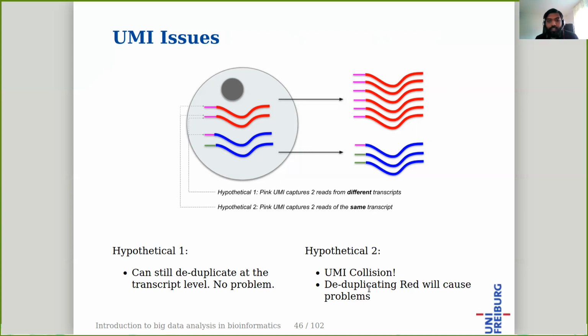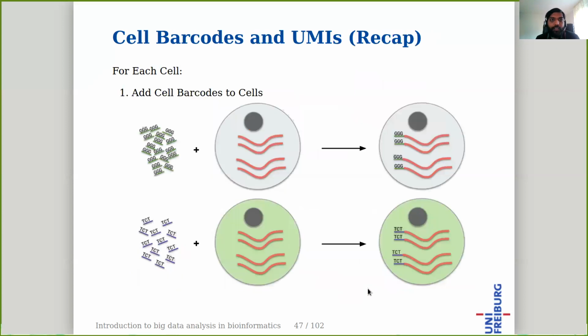And that's some issues about UMIs. And now just recap again the barcodes, cell barcodes, and UMIs together. So what's done at the beginning? First, put all the cells in the wells where in each well there is a bead with a unique cell barcode. For example, there's a well with only GGG.